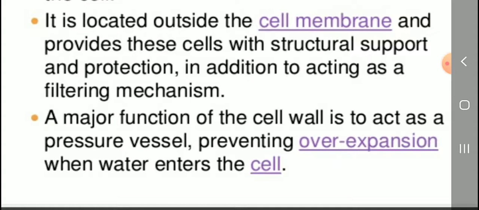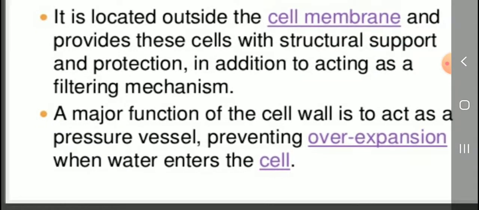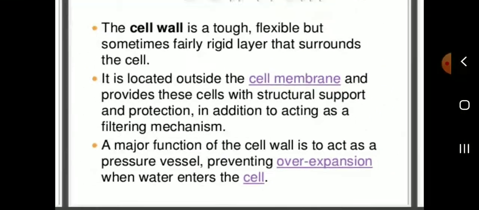in addition to acting as a filtering mechanism. A major function of the cell wall is to act as a pressure vessel, preventing over-expansion when water enters the cell.